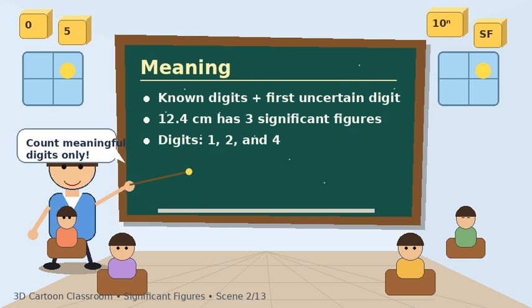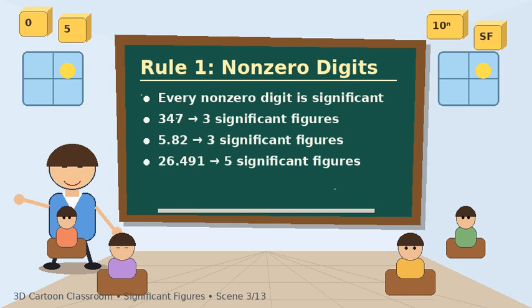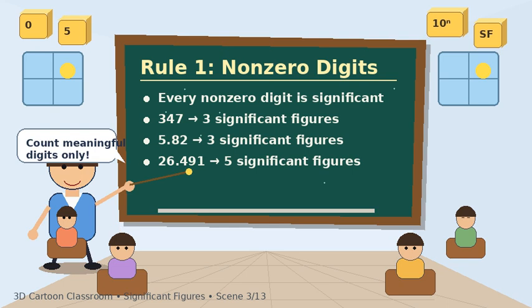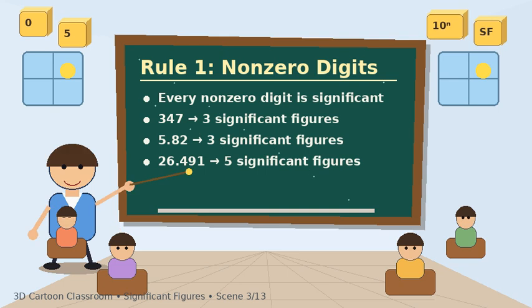For example, 12.4 centimeters has three significant figures, 1, 2, and 4. The first rule is straightforward. Every non-zero digit is significant. The digits from 1 to 9 are always counted as significant when they appear in a number. For example, 347 has three significant figures. 5.82 also has three significant figures. 26.491 has five significant figures.